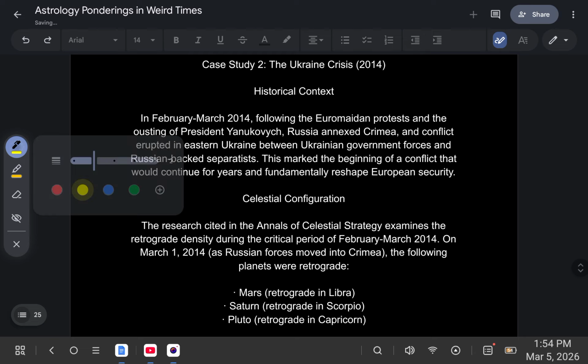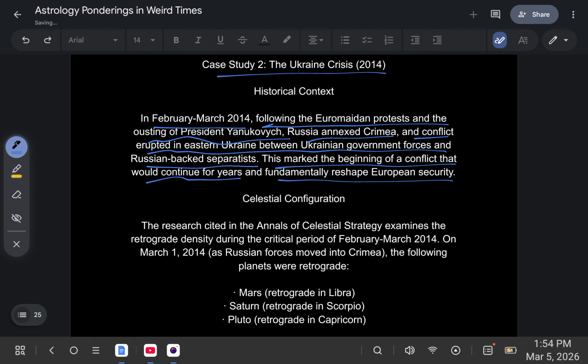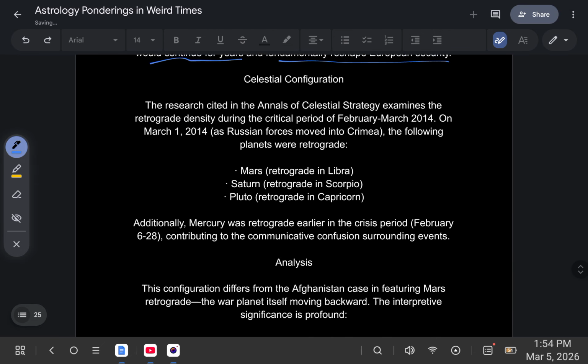Now I want to talk about the Ukraine crisis. 2014, so in February through March 2014, following the Euromaidan protests and the ousting of President Yanukovych, Russia annexed Crimea and conflict erupted in eastern Ukraine between Ukrainian government forces and Russian-backed separatists. This marked the beginning of a conflict that would continue for years and fundamentally reshape European security.